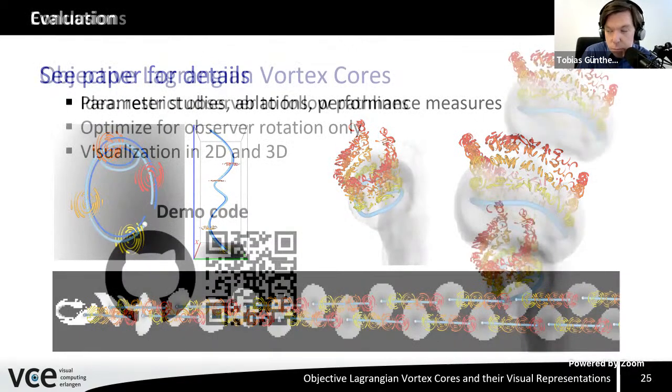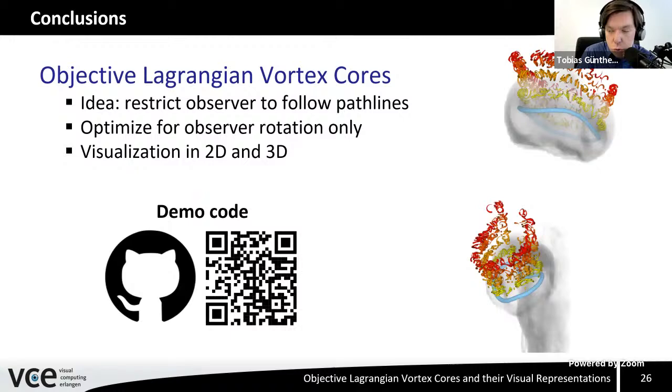So in summary, we propose the first objective vortex core line extraction algorithm with which vortex core lines are guaranteed to be path lines of the flow. The idea was to restrict the observer motion to follow along path lines, and with this, the only degree of freedom is the rotation of the observer, which can be optimized variationally by solving a linear system. And we built the system for 2D and 3D flow data, and a demo implementation can be found online on GitHub.